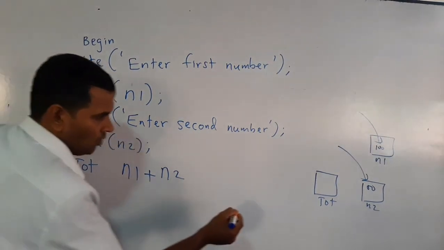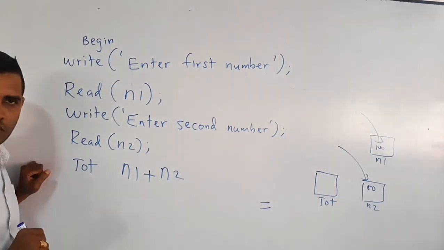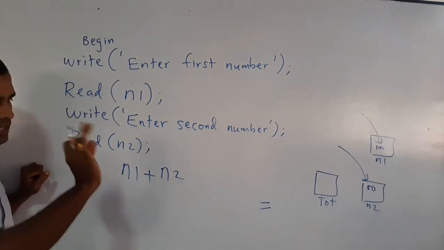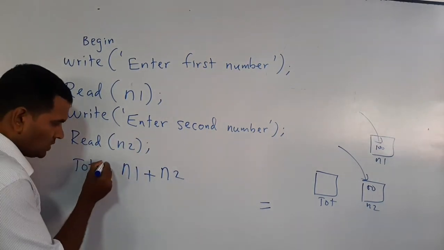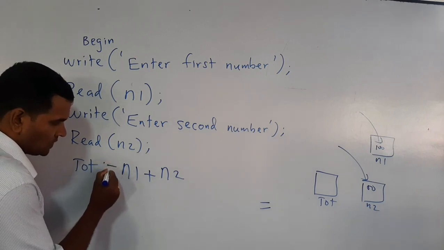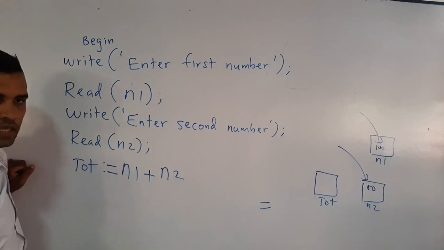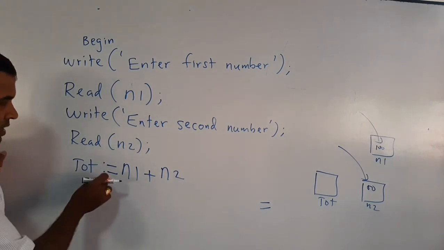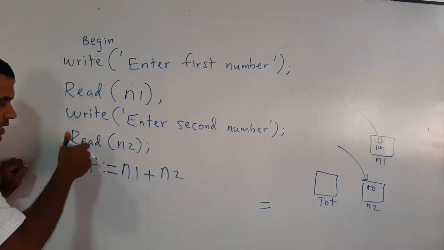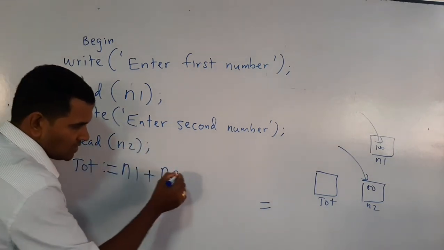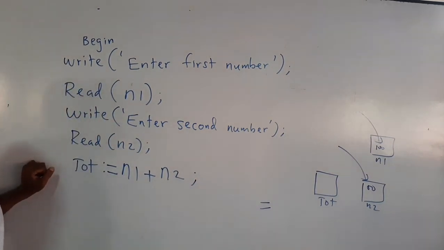So in flowcharts and pseudocodes we used the equal symbol as assignment. There also it's assignment, but the equal symbol was used. But here in Pascal, this is the symbol for assignment, a colon and equal. It is called the assignment operator. So again see N1, N2, both of them are added and the result is saved in TOT. Since it's a statement, it must be closed with a semicolon.